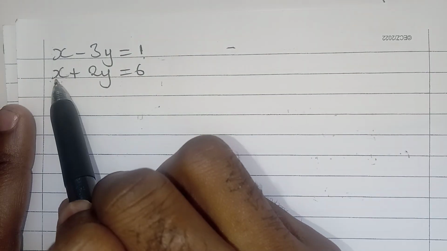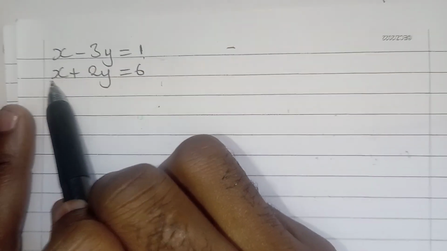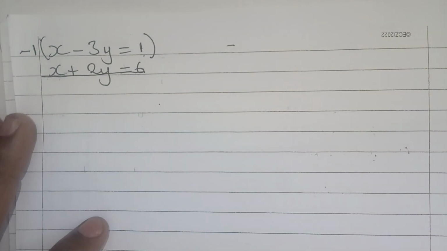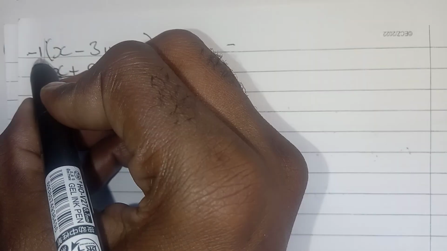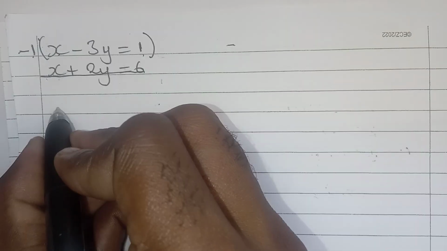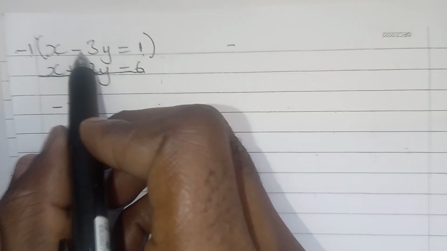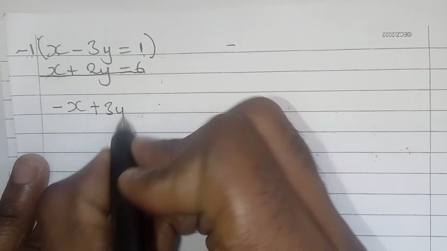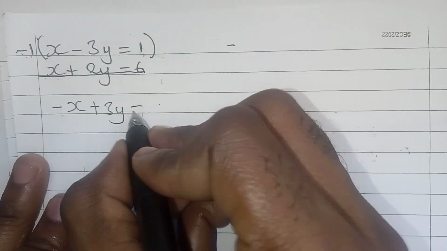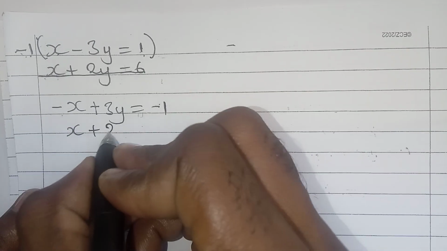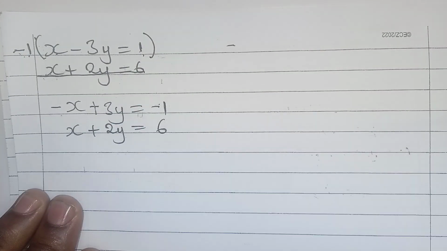So for me, I'll pick the first one because it's much easier to manipulate once you multiply this by a negative, because this will definitely be a positive number. But when I multiply the second equation by a negative, then everything will be negated. Everything will be a negative number. So let's multiply the first equation by negative 1, or just a negative. So negative times positive, this will be negative x. And then negative and negative, this will be positive 3y. The negative and positive, this will be negative 1. And then we have x plus 2y is the same as 6.